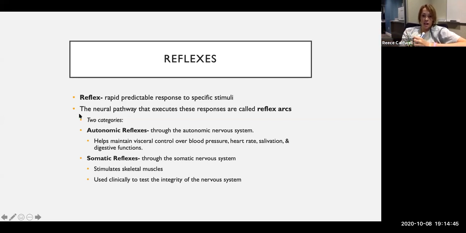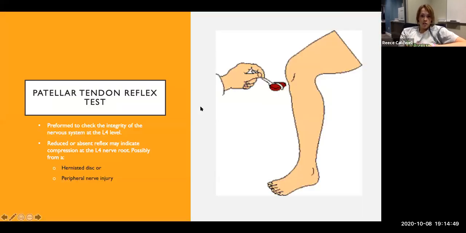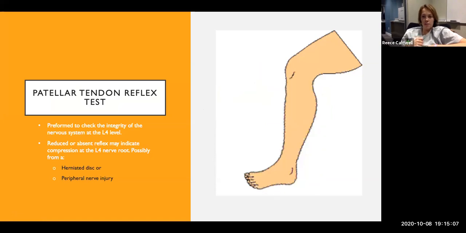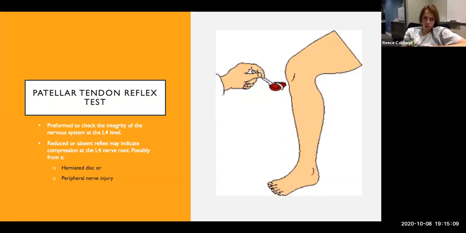So let's look at these 2 specifically. So our somatic reflexes, our voluntary reflexes. These are used to check the integrity of the nervous system at the L4 level. You don't need to know the L4 level. Honestly, I don't even think I have much about reflexes on the exam at all. Maybe I have you know the definition.